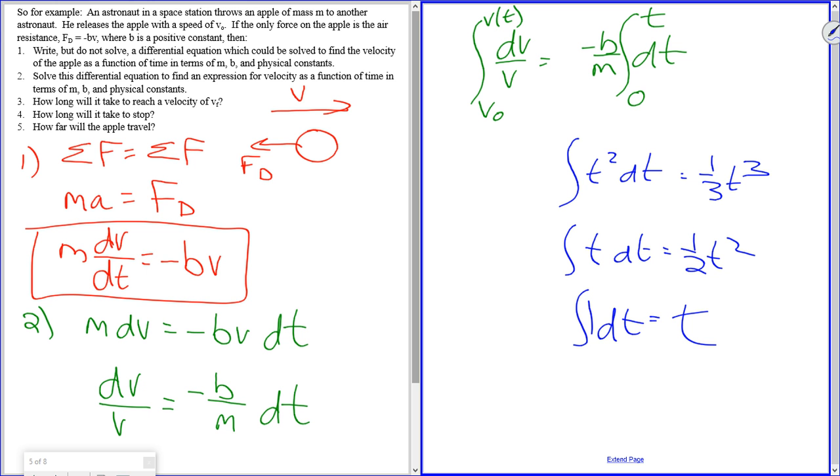Wait, how did you get t squared dt? Where? Here? Yeah. I was just saying, this is a quick calculus crash course. I'm just showing you. The integral of t squared is this. Integral of t is this. Integral of dt is t. That was the whole point of this. Nope, that's why I did it. Side note. All right, so is everybody good with that? Integral of dt is t. Yes. Good? Cool.